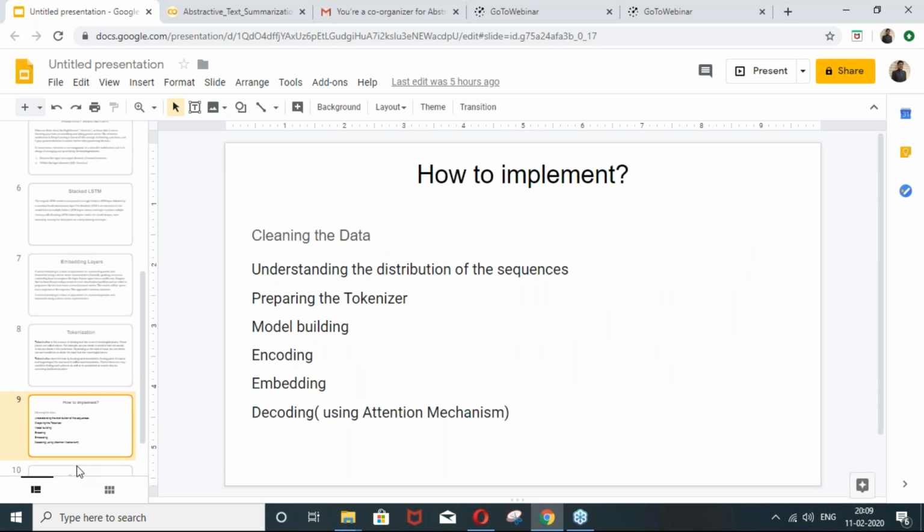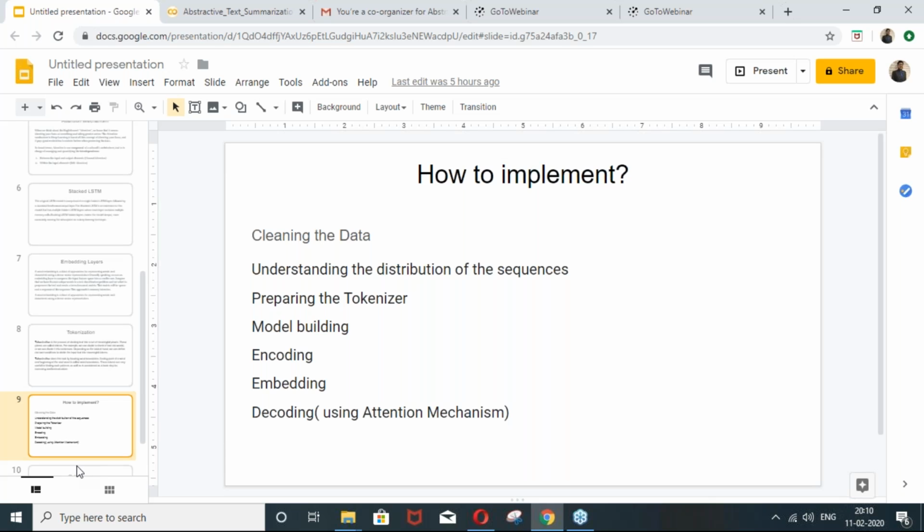So how to implement it? I have discussed the four basic concepts. The next part is how it should be done, what all we are doing in the code. The first important part, as with every model you implement, is that you first have to clean the data. So that also we are doing over here.